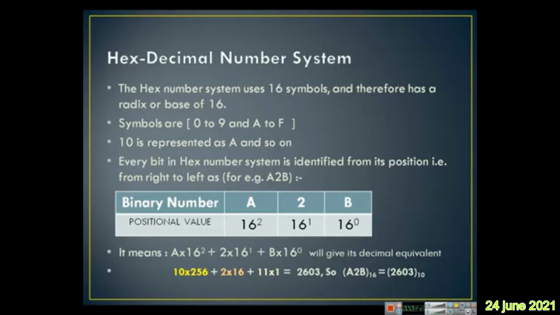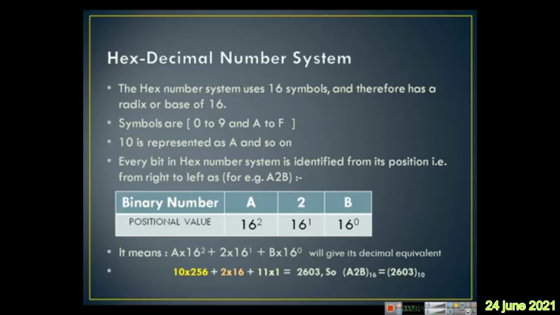Why do the alphabets come here? If I write 10, that is 1, 0, it is not a single digit. It is a combination of digits. So that combination of digits is represented by an alphabet. That's why A, B, C, D, E, F.